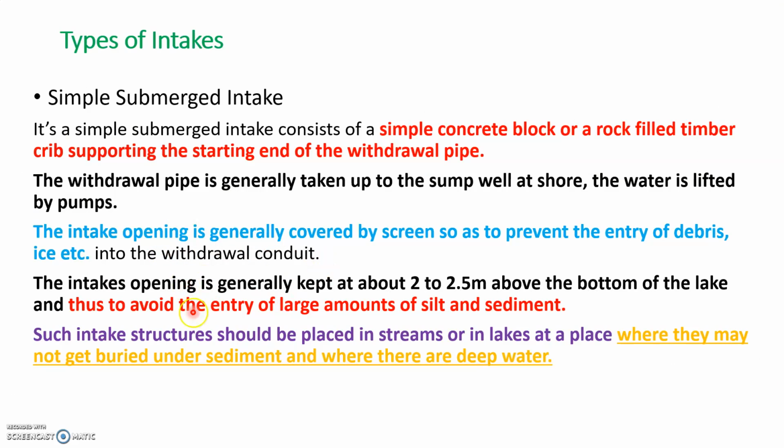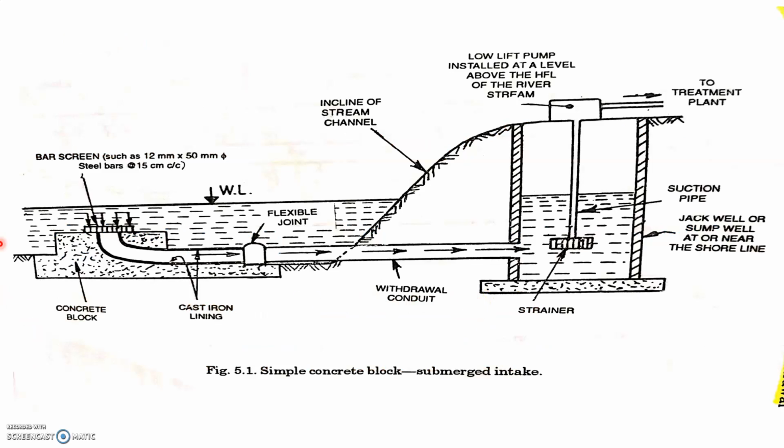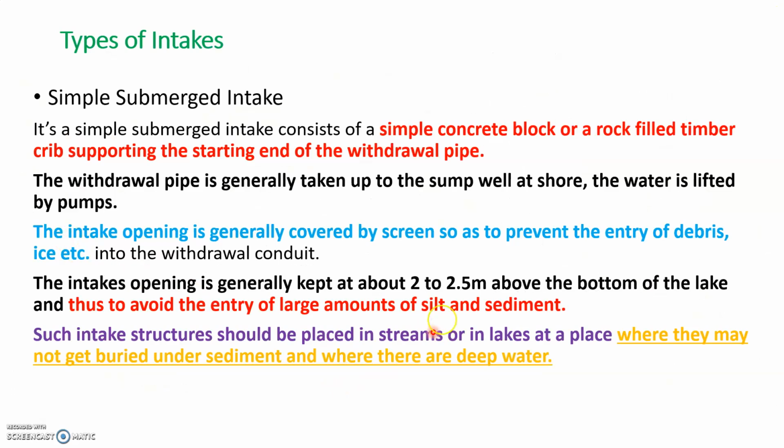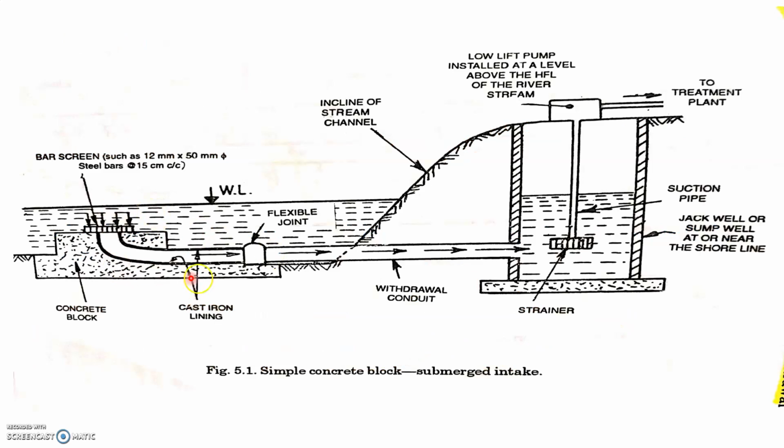Again, what he says is that it is generally constructed about 1.5 to 2 meters above the bed so that silt should not enter. It is a little higher than the low level, around 2 to 2.5 meters above. It is given this way because it should not be covered by silt. Generally it is placed in lakes or streams in such places that it should not be buried under sediment. So this is a simple concrete submerged intake structure.